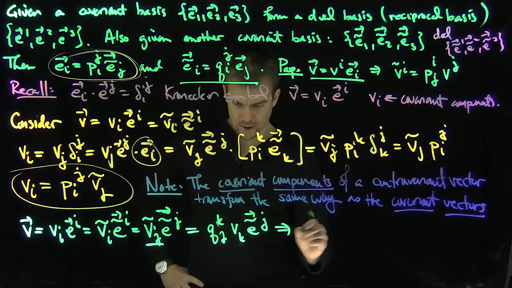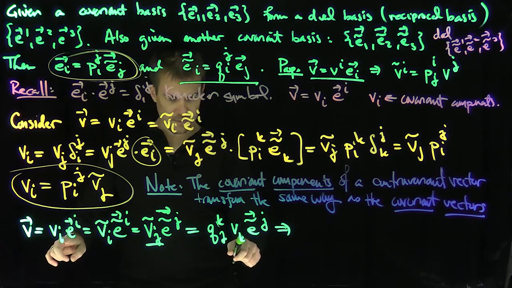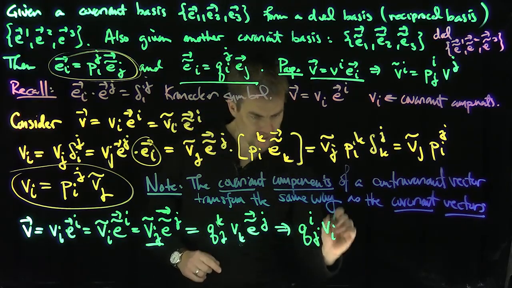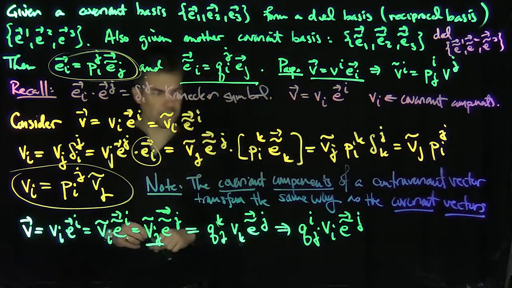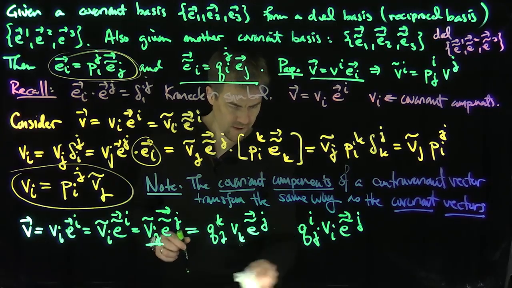The j's with i's actually. I want to make sure I'm getting this correct. I want all the v k's to be i's. Yeah, so this is going to be q i j v i, and then e tilde j, like so. Okay, excellent. And so these things are equal to each other. That's equal to this.